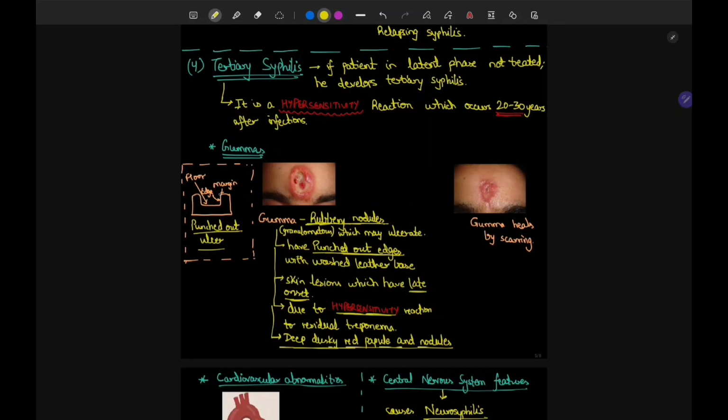Punched out, you can see, it's like you have punched something on the skin, right? The edges, the margin, the floor, it's giving a feel of a punched out ulcer. So this is punched out. They have punched out edges with a washed leather base. These skin lesions have very late onset. I told you that tertiary syphilis occurs very, very late, after 20 to 30 years. See, 20 to 30 years, it's very, very late.